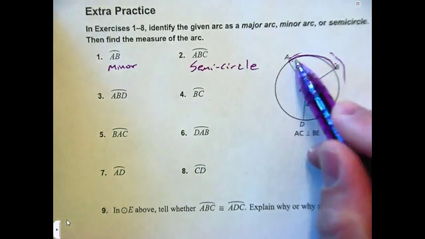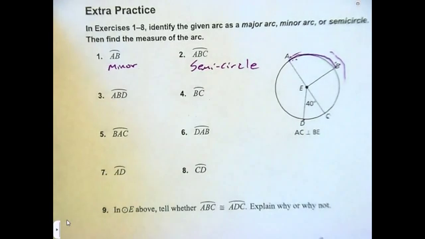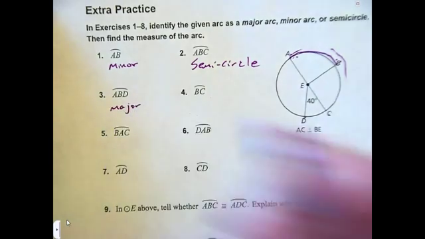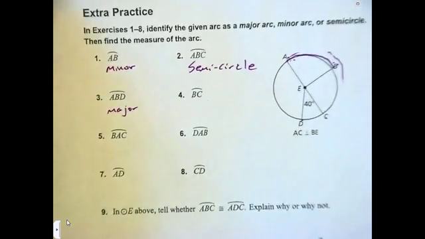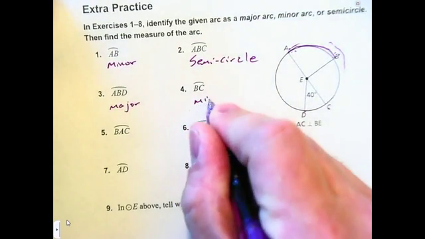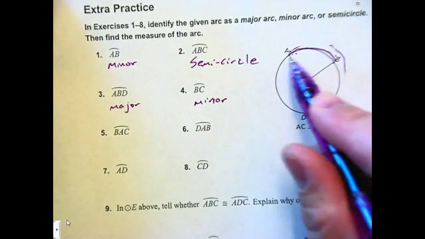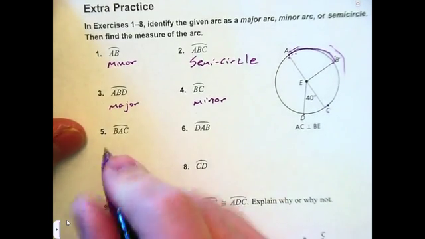Okay, ABD, A, B to D. Cynthia? Major, yes. Okay, and BC? Yeah, Drew? Minor. Good. All right, and A to C. Isaac? Major.